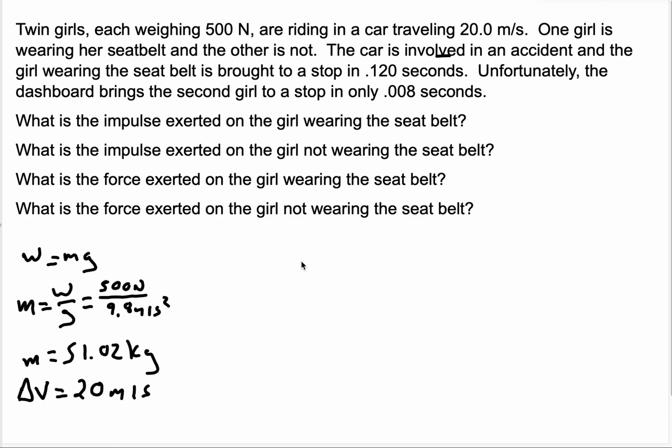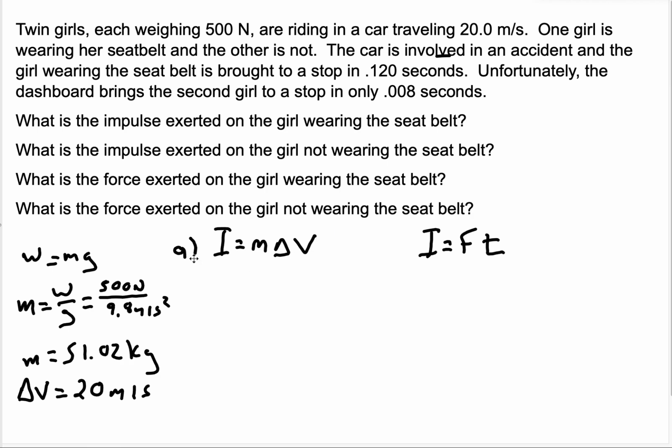Okay. So impulse, we learned, we could think of it in two different ways. We could think of it as the change in momentum, which is mass times change in velocity. We can also think of it as the force applied to the object times the time that the force was applied. So for the first part, it says, what is the impulse exerted on the girl wearing her seatbelt? We know the mass and we know the change in velocity, so we'll want to use this equation.